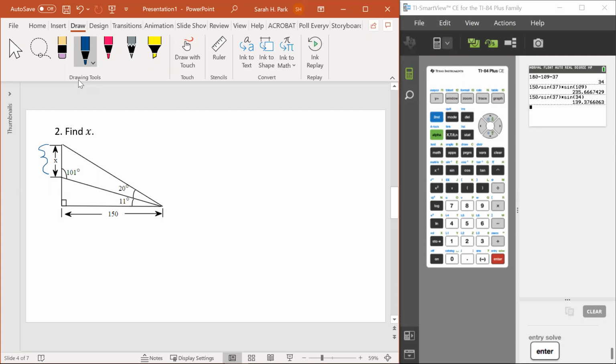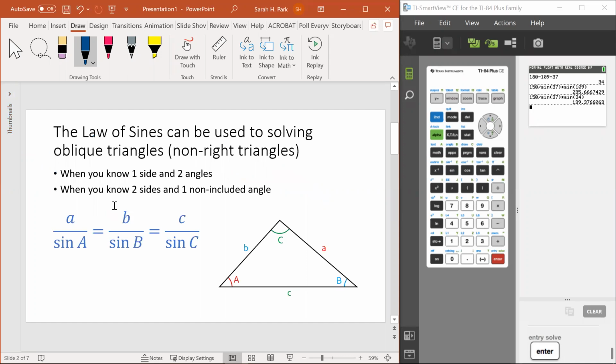And if I were to draw this triangle on the side here, just the upper part, what we're given is this angle, 20 degrees. We're also given this angle, 101 degrees. We're also given X. And remember with the law of sines, you can use this when you know one side and two angles, or two sides and one not included angle.